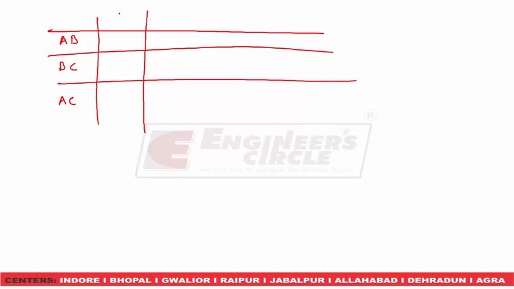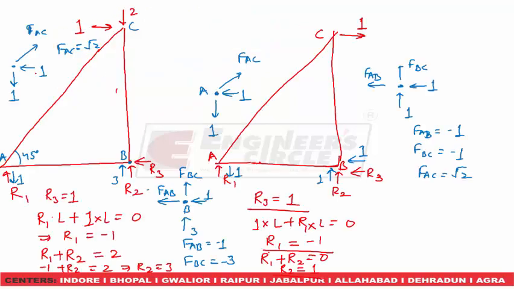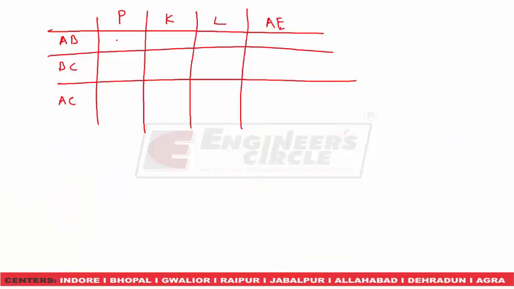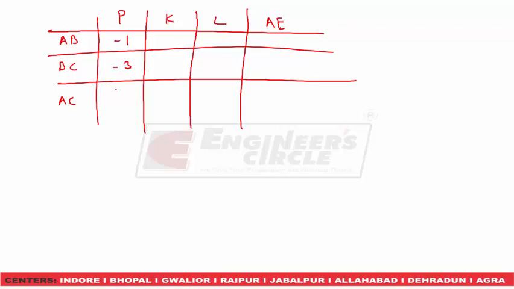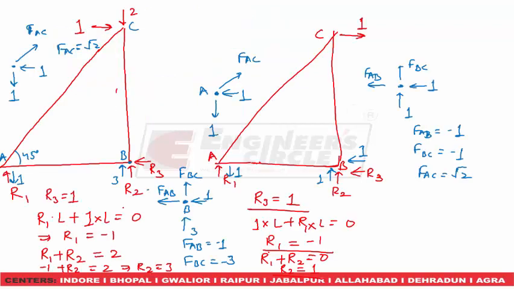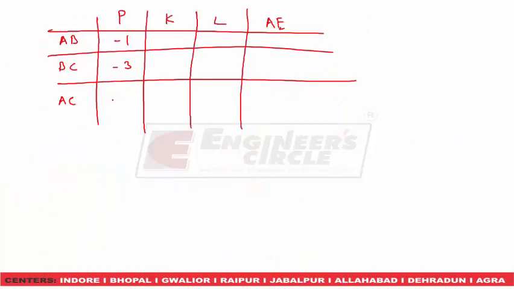The force due to actual load we denote by P. The force due to unit load we denote by K, L and AE. Now the force due to actual load in member AB, FAB, is minus 1. In BC it is minus 3. And in AC, FAC is root 2.